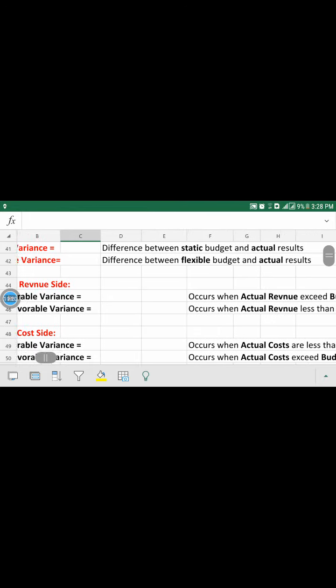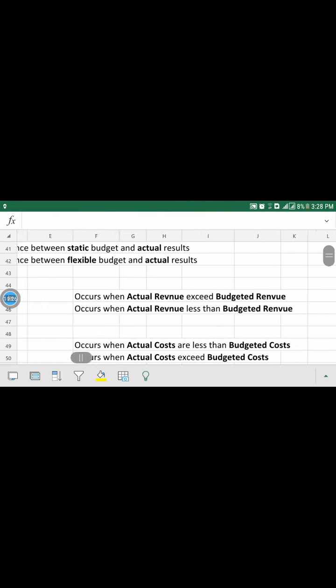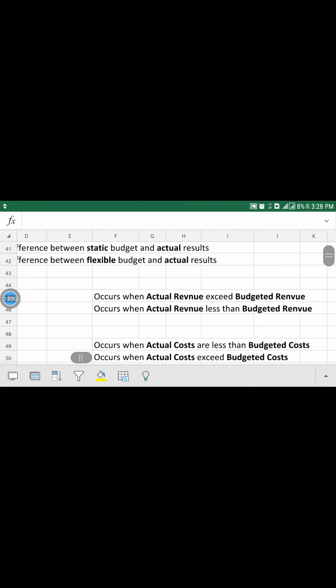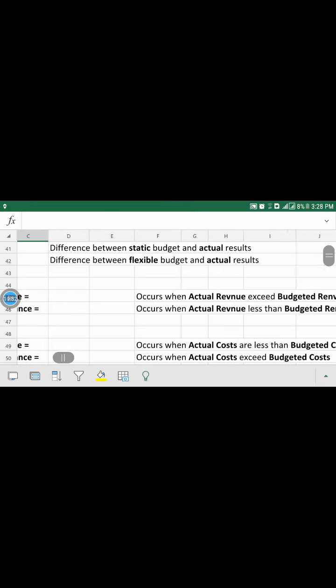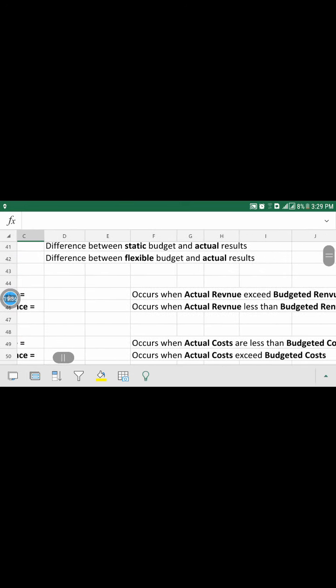Then we have to talk about the effects of variance on income. What's the effect of the variance on the income? Favorable variance increases the profit, but unfavorable variance decreases the profit. Yes, definitely it will be the increase.